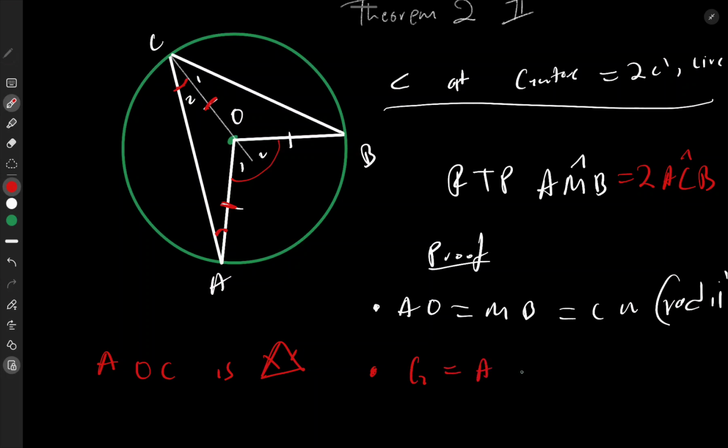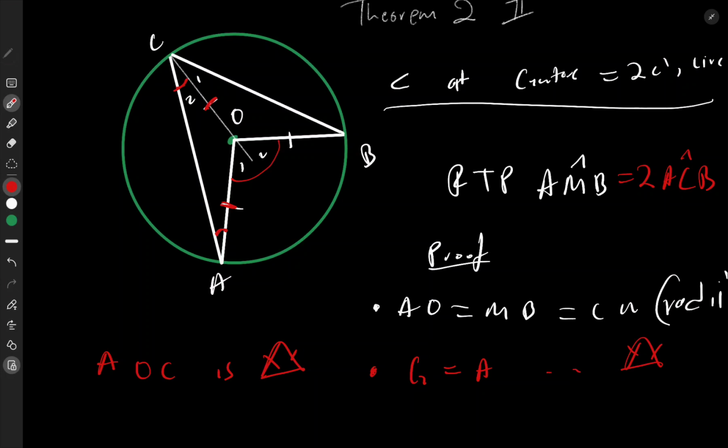The reason: angles opposite equal sides. Or you can just say isosceles triangle. I love that reason. It's so easy. The reason is isosceles triangle.